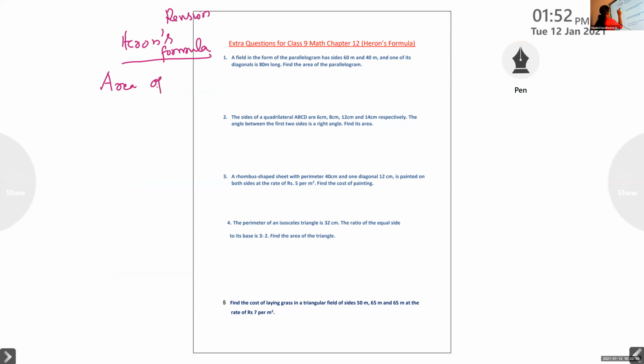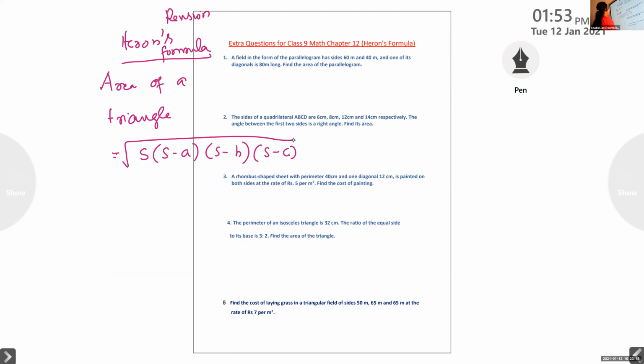Heron's formula: area of a triangle, it is a scalene triangle. We are finding the area of a scalene triangle. So area of the triangle equals root of s into s minus a into s minus b into s minus c. Okay, children. Then s equals a plus b plus c by 2, and a, b, c are the three sides. And it is a scalene triangle. This is Heron's formula.